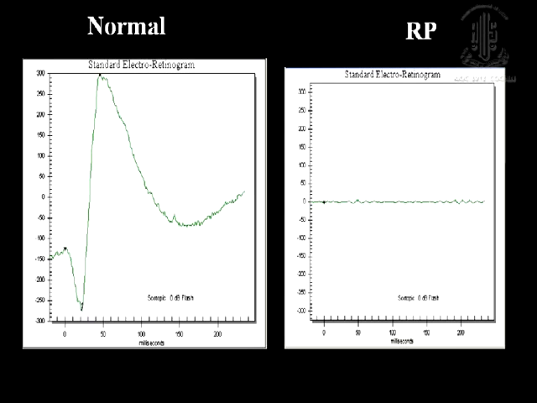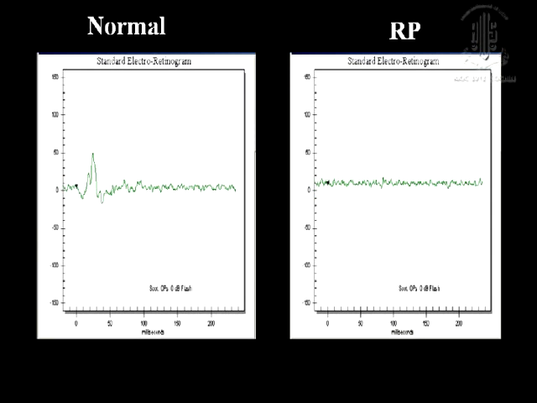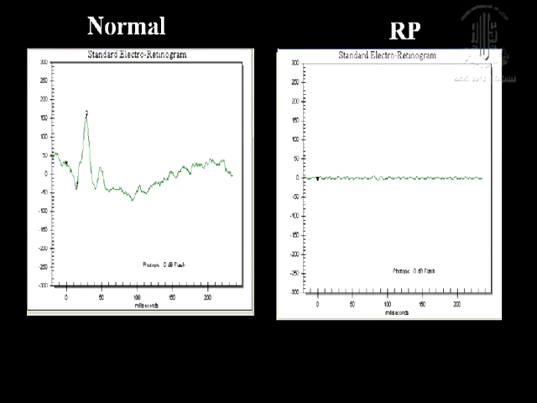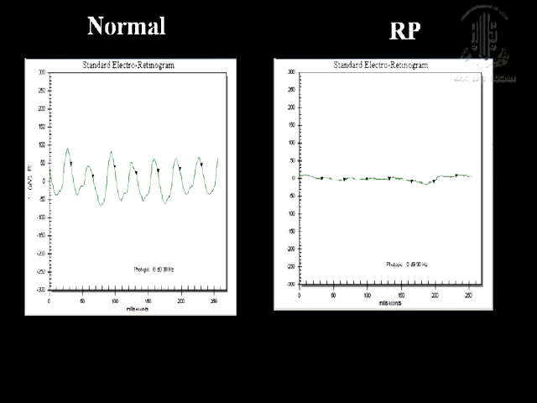Again in RP it is flat, and the oscillatory potentials also can't be made out. And this is the photopic 0 decibel. In this patient there's an extensive cone dysfunction as well. So this is also flat, and the 30 hertz flicker, this is a normal 30 hertz flicker, and this is a flat one in RP.